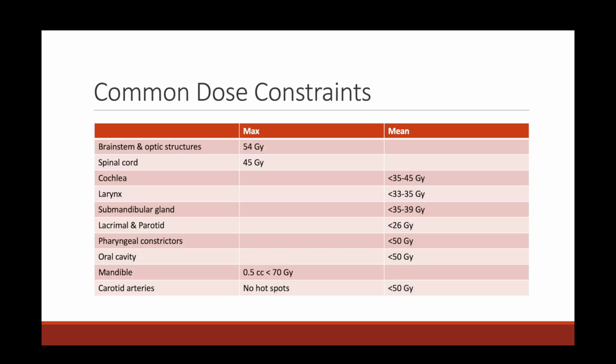This table is just for reference, but these are some helpful dose constraints that I have seen used for IMRT for head and neck plans. Some of the most important doses on here, I would say, are the mean dose to the parotid glands. We try to keep that less than 26 gray. The mean dose to the pharyngeal constrictors, oral cavity, carotid arteries, all of that we try to keep less than 56 gray. Mean dose to the cochlea, we try to keep less than 35 gray, and the larynx and submandibular gland also, we try to keep mean less than 35 gray. So hopefully this table is a little bit helpful.